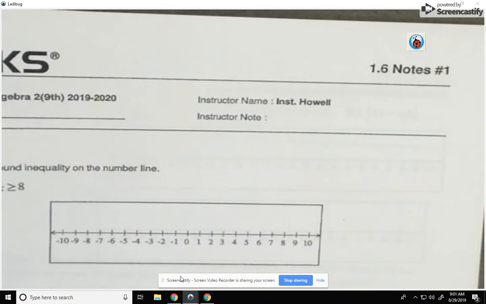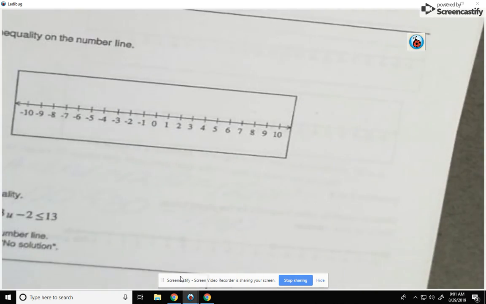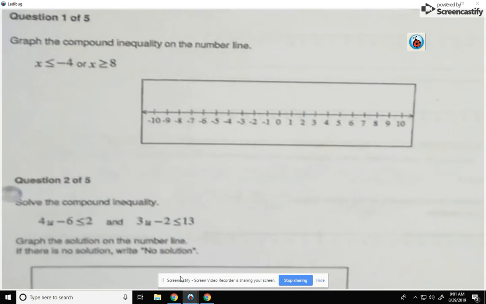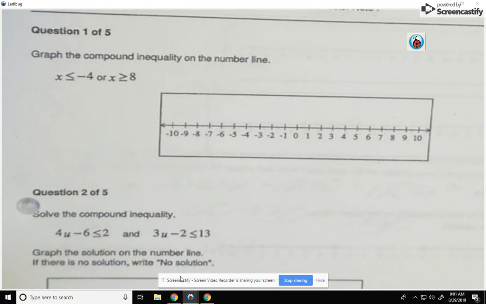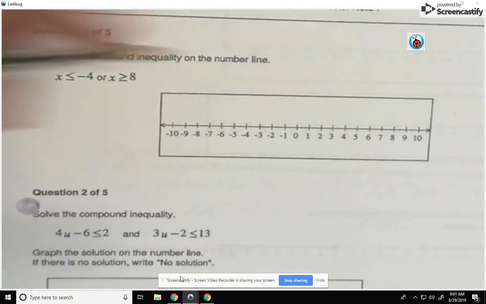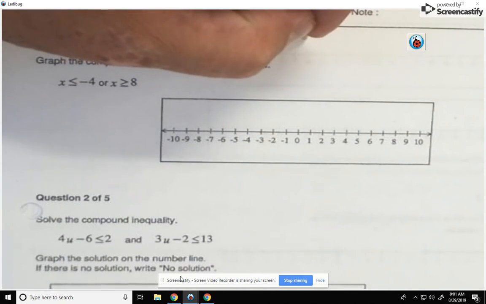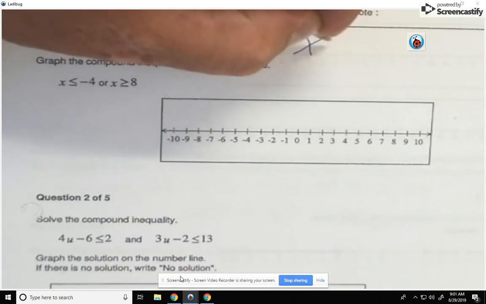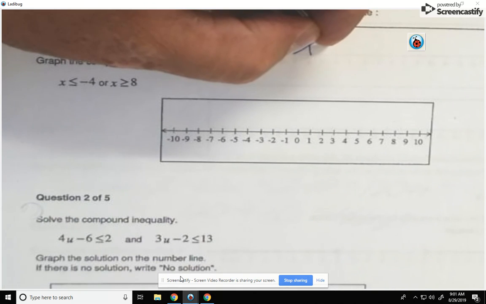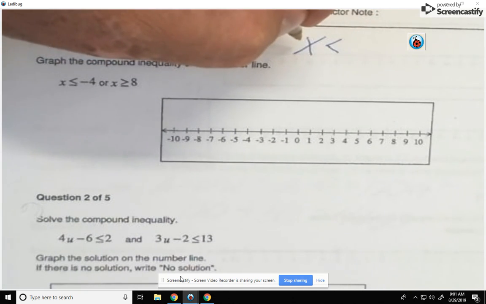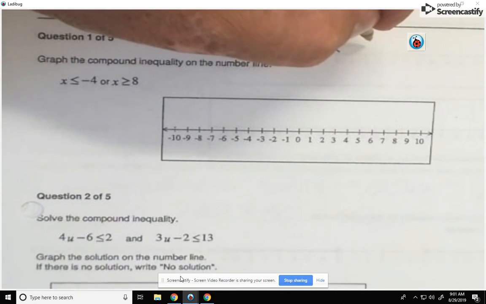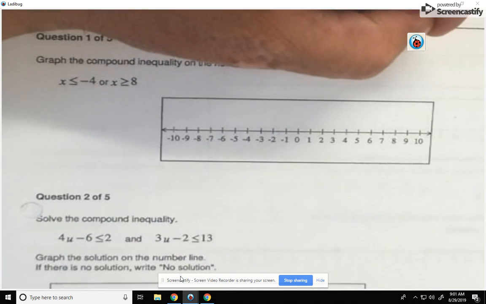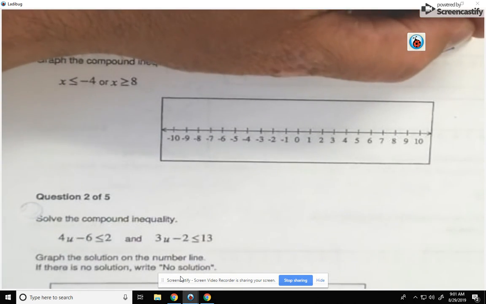Okay, this is the notes for 1.6. So question 1 deals with graphing a compound inequality. Okay, as we remember from graphing inequalities earlier, if it is pointing towards your letter, your shading goes left. If it is opening to your letter, your shading goes right.